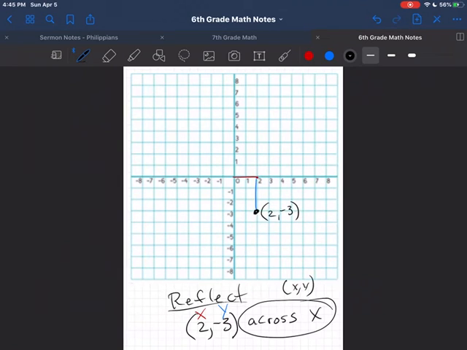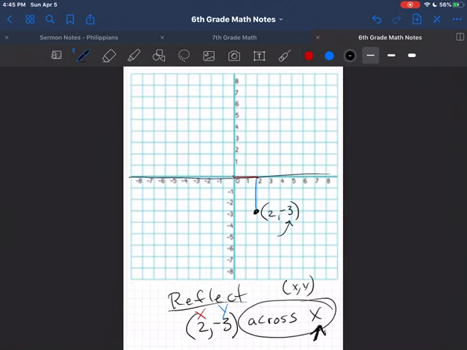Now I'm going across x. So just remember that you're always going to do the opposite of the opposite. Since we're going across x, we're going to do the opposite of the y. When we go across y, we do the opposite of the x. So it's kind of backwards. So the opposite of the opposite, however you want to remember it. Plus when you graph this it makes total sense.